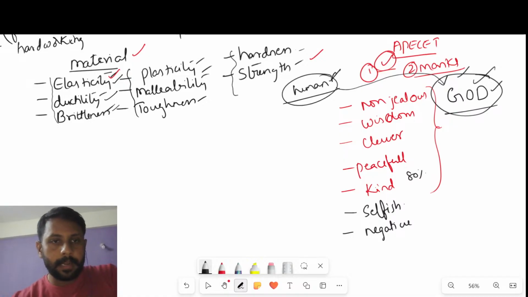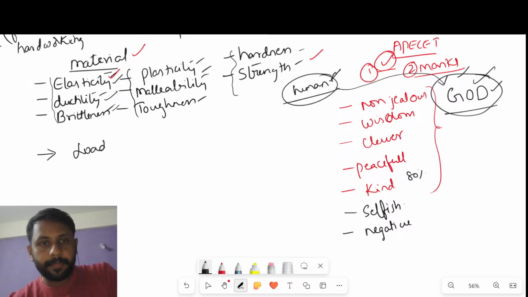Right, so materials first undergo some external load. So when a material is undergoing external load, what will the material try to do? The material will try to develop resistance.